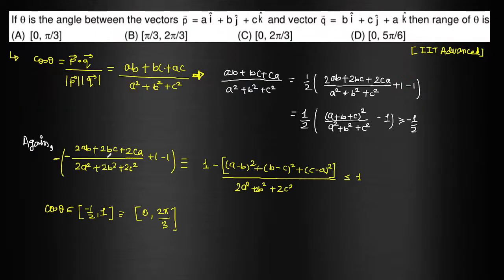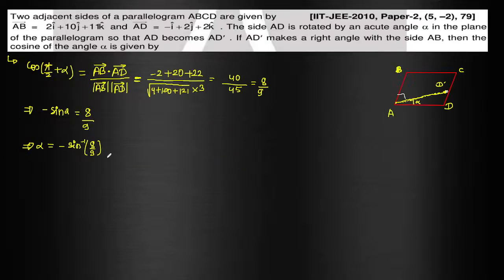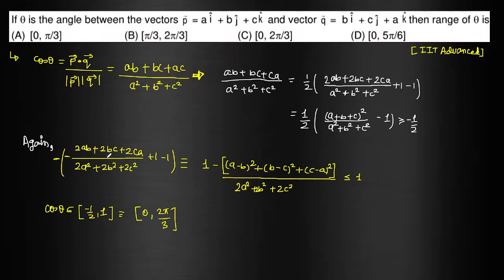This question is IIT Advanced relevant. We are saying that if theta is the angle between p vector a i cap, b j cap, c k cap, and q vector equal to b i cap, c j cap, a k cap, then find the range of theta. So cos theta is p dot q by mod p mod q. So this is ab plus bc plus ca upon a square plus b square plus c square.